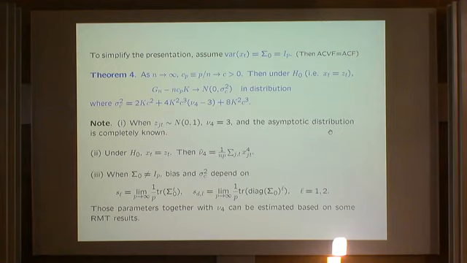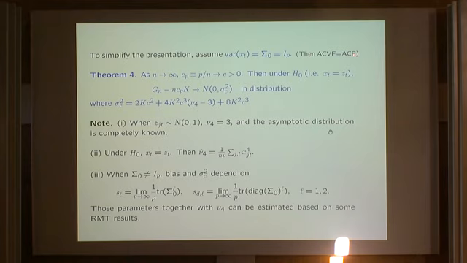So assume the variance of xt is an identity matrix. So before you do anything, you standardize your time series, make the variance of all components 1. They are uncorrelated at lag 0. Yeah, this can be done. So in this case, the sample covariance matrix is the sample correlation matrix. It's the same.